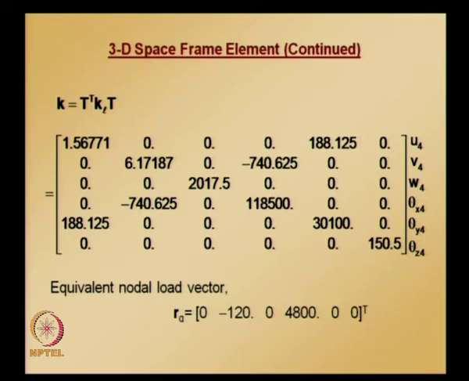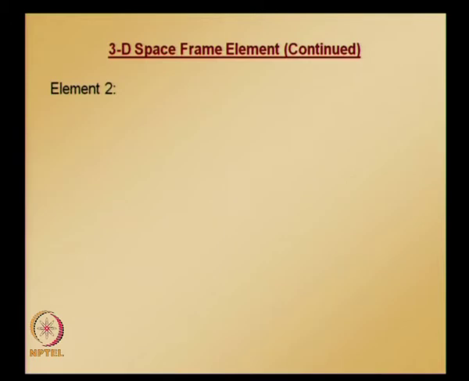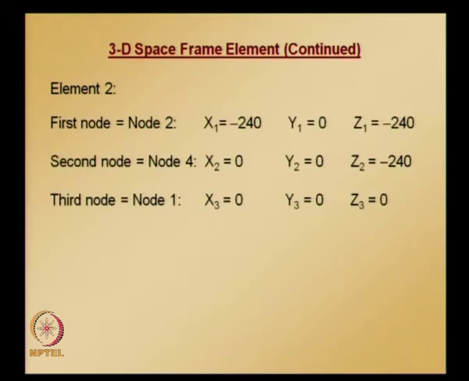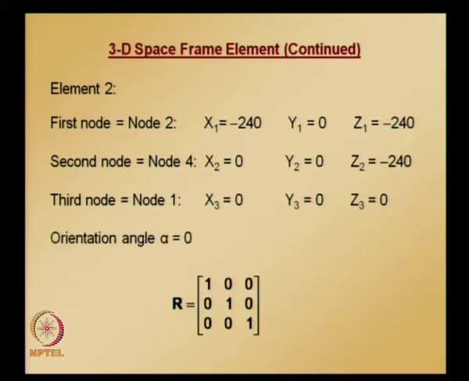So, we need to repeat calculations for element 2, noting what is the first node, what is the second node, what is the third node, for calculating the direction cosines using the third node method. And we can even obtain this rotation matrix using the orientation angle method, by noting that the orientation angle between the local y axis and the global y axis is 0 for this particular element.